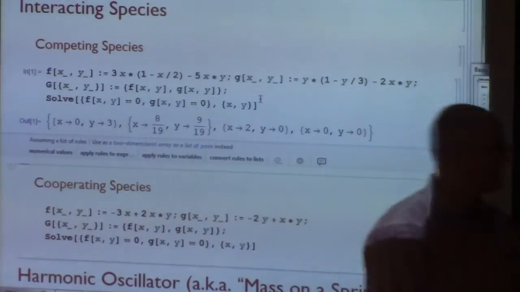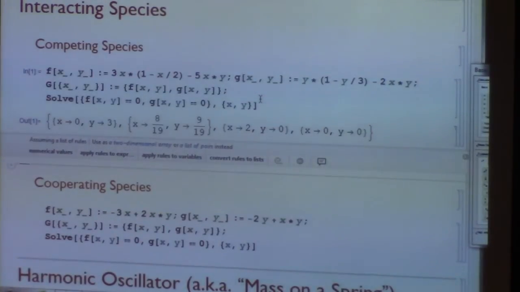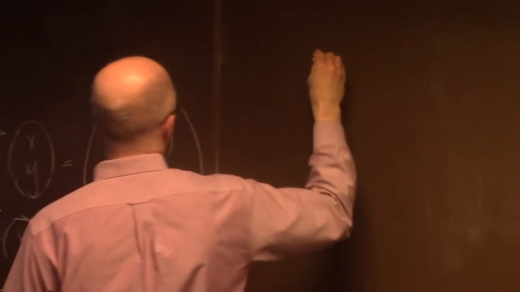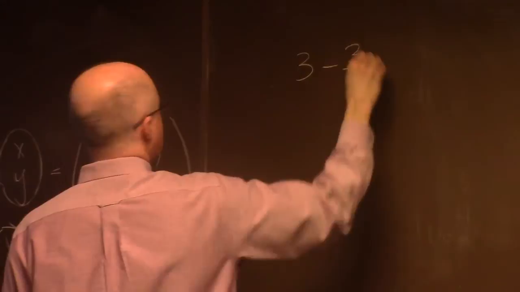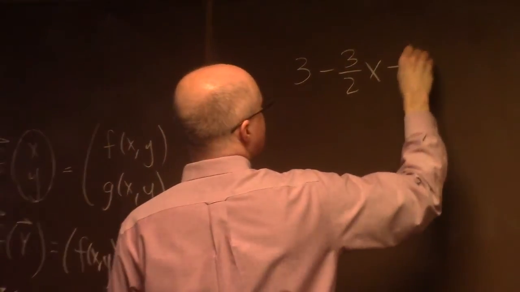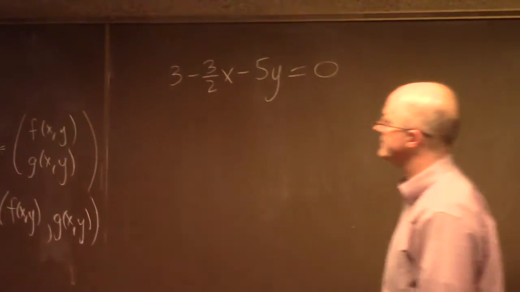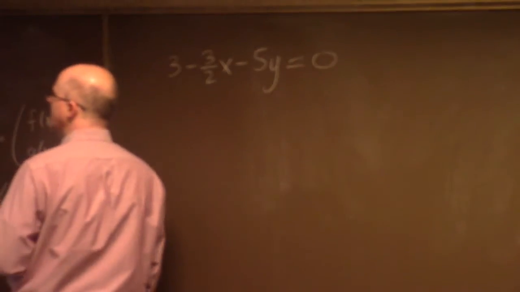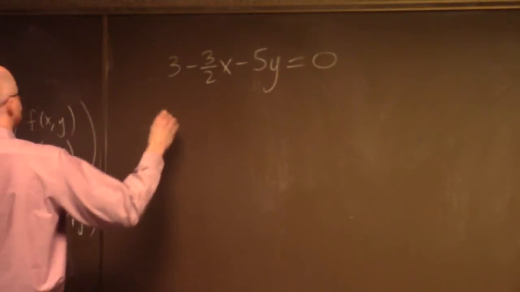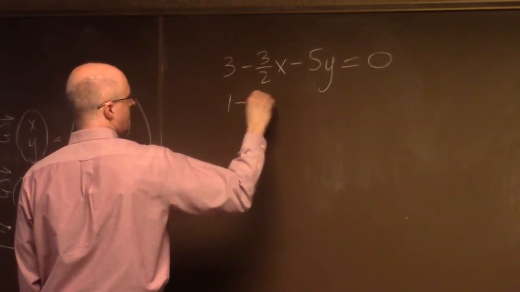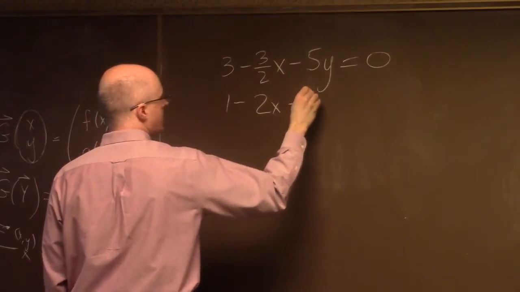I suppose it's worth writing on the board what that system would be in this example. Again, factor an x out of the first equation, multiply the 3 through, like this. Set that equal to 0. With the g function, factor the y out, and you get 1 minus, with a little rearranging, 2x minus 1/3 y.